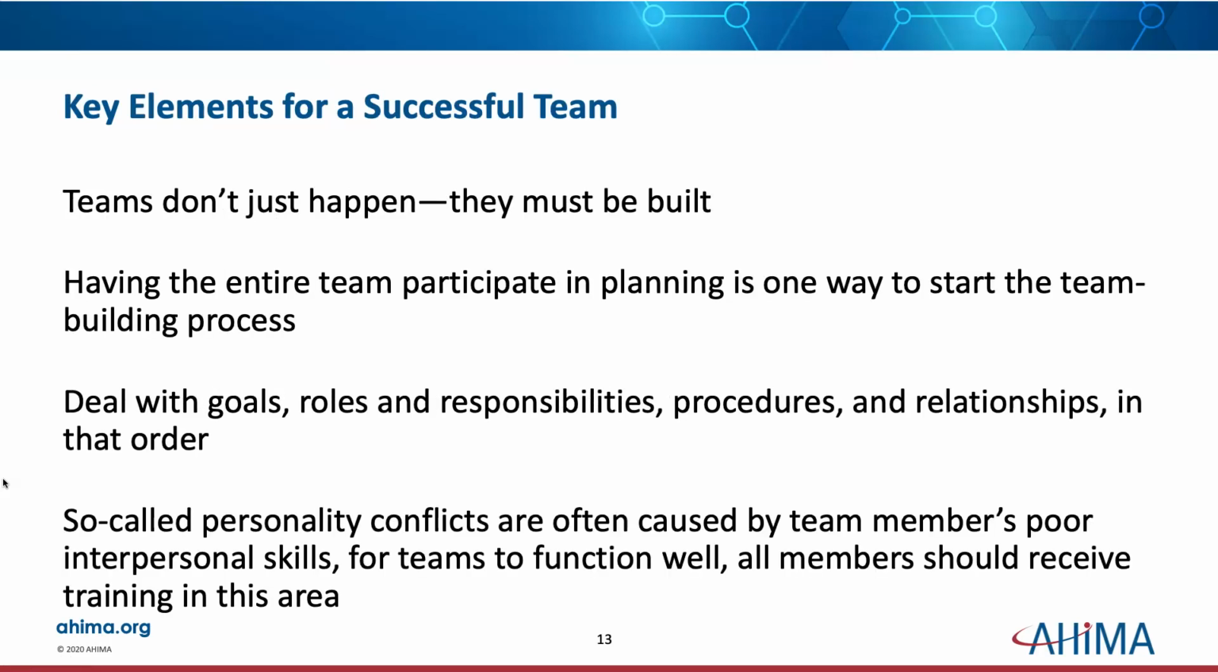So key elements for a successful team, they're here on the screen. They're all true. You've got to build your team. The team has to participate. And they have to participate in the team building process. They have to be committed with that. You have to have goals, roles, responsibilities, procedures, and relationships, and in that order. And you have to watch out for personality conflicts, and you have to deal with them.